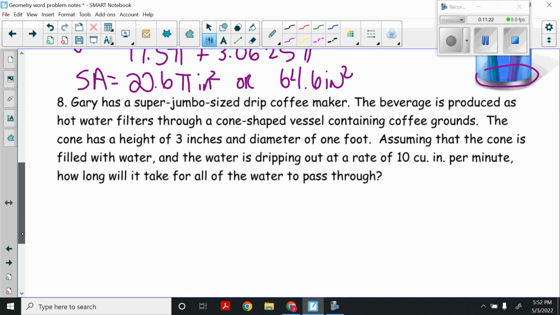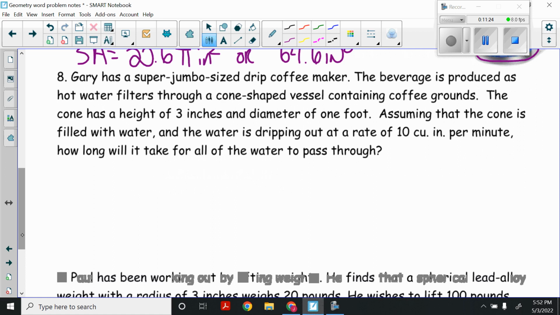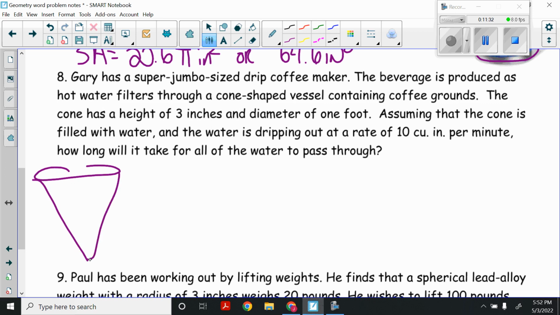All right, number 8. Gary has a super jumbo-sized drip coffee maker. The beverage is produced as hot water filters through a cone-shaped vessel. So, draw my cone containing coffee grounds. The cone has a height of 3 inches. The height straight up and down the middle. The diameter of 1 foot. Okay. I notice inches and foot. I'm going to go ahead and change the foot to inches. So 1 foot is 12 inches.